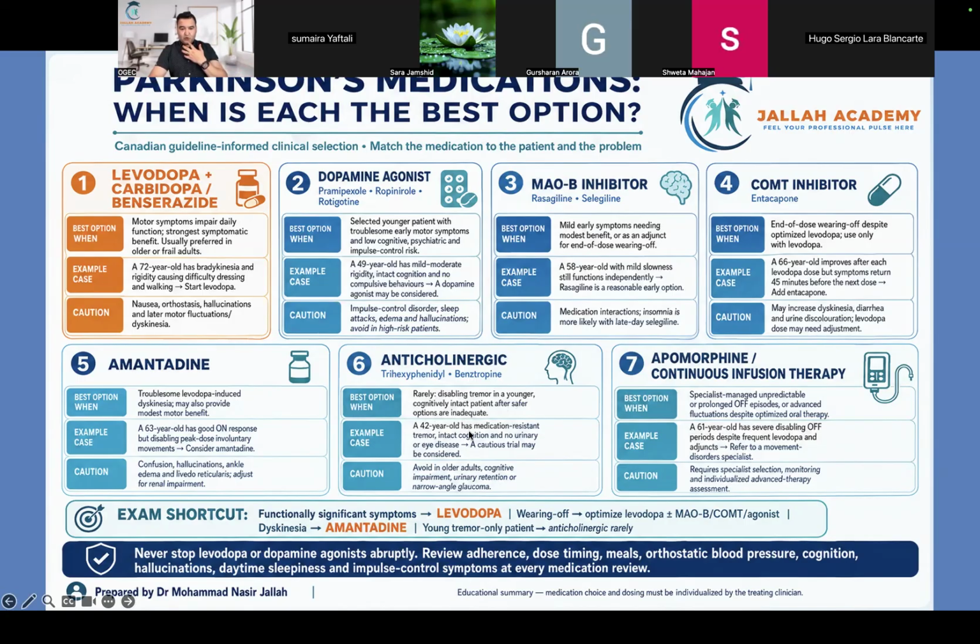Example, a 42-year-old has medication-resistant tremor and no urinary or eye disease. A cautious trial may be considered. Avoid in older adults, cognitive impairment, urinary retention, or narrow angle glaucoma. So something to keep in mind, that trihexyphenidyl, if the patient is younger and the cognition is there, the patient doesn't have urinary retention, then you can use this.